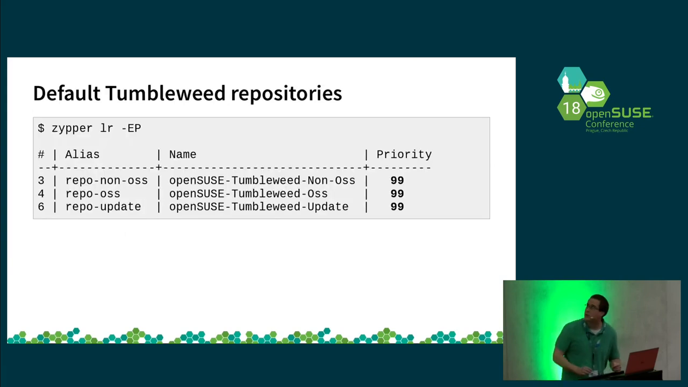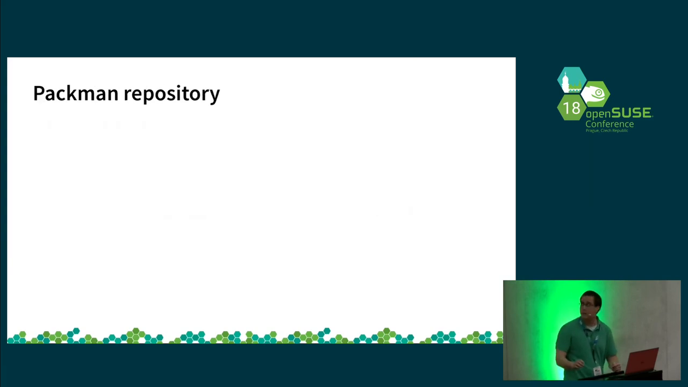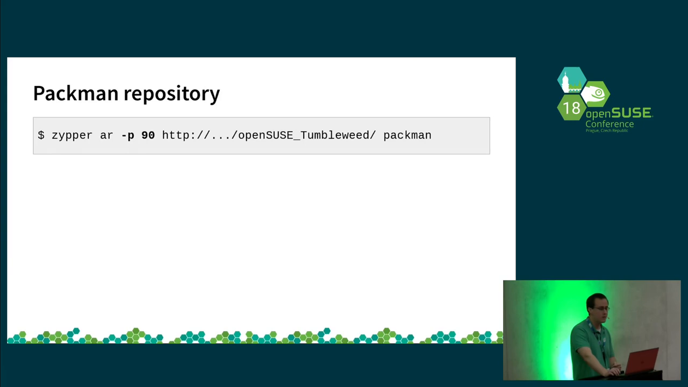Here's an example of what your default setup might look like on Tumbleweed, where you have the three main repositories all enabled with the default priority of 99. Now let's revisit our Pacman scenario where we add Pacman. But this time we'll add it with a priority of 90, so that it's more important than the default repositories, which is typically why you would add Pacman, since you want it to replace packages with those compiled with additional features.